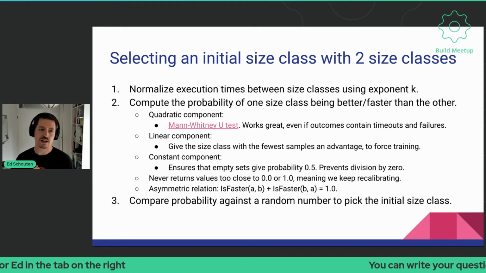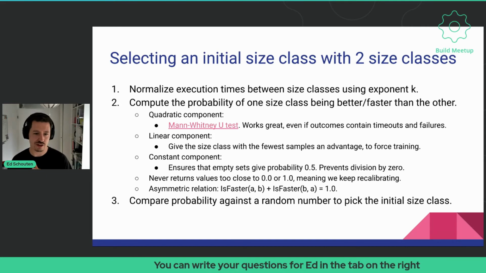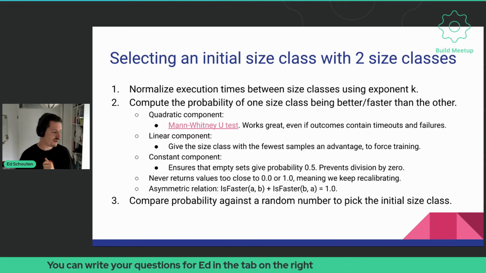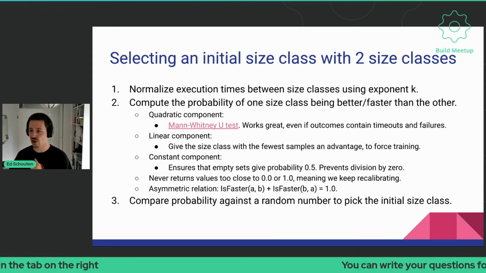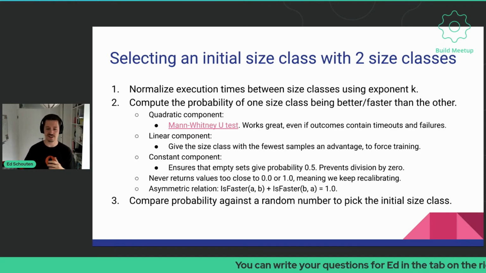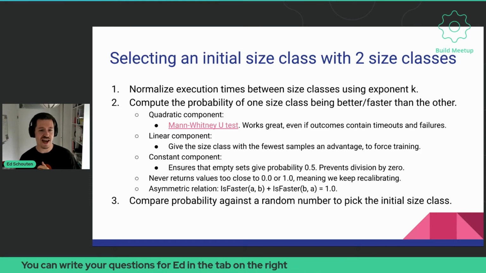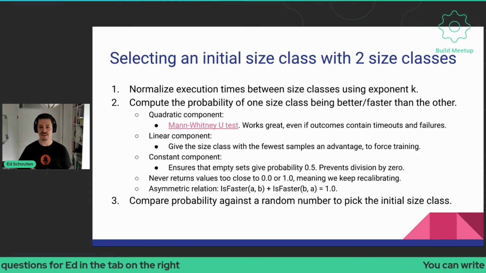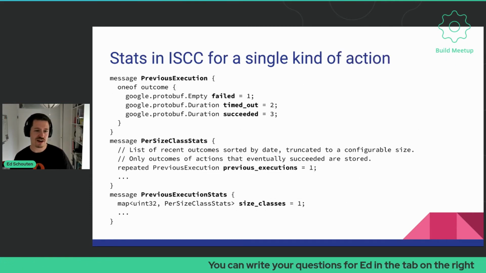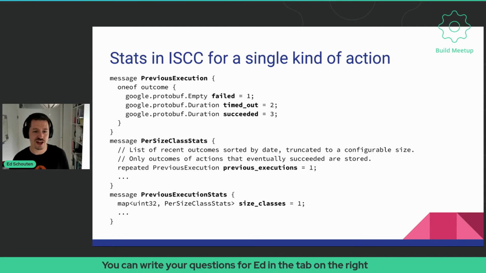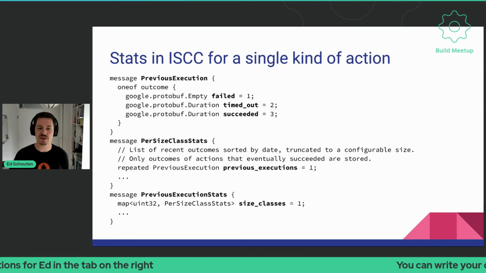But the problem is that not all the sample values that we have are durations that we can compare against each other. I mean, if we have a 14 second timeout on a certain size class, is that faster or slower than a 15 second success on the other? It all becomes messy. Or is a compiler or exit code one better than a timeout? We basically have to compare these three different values against each other: failed, timeout, and succeeded. They're not simple real numbers that we can compare.